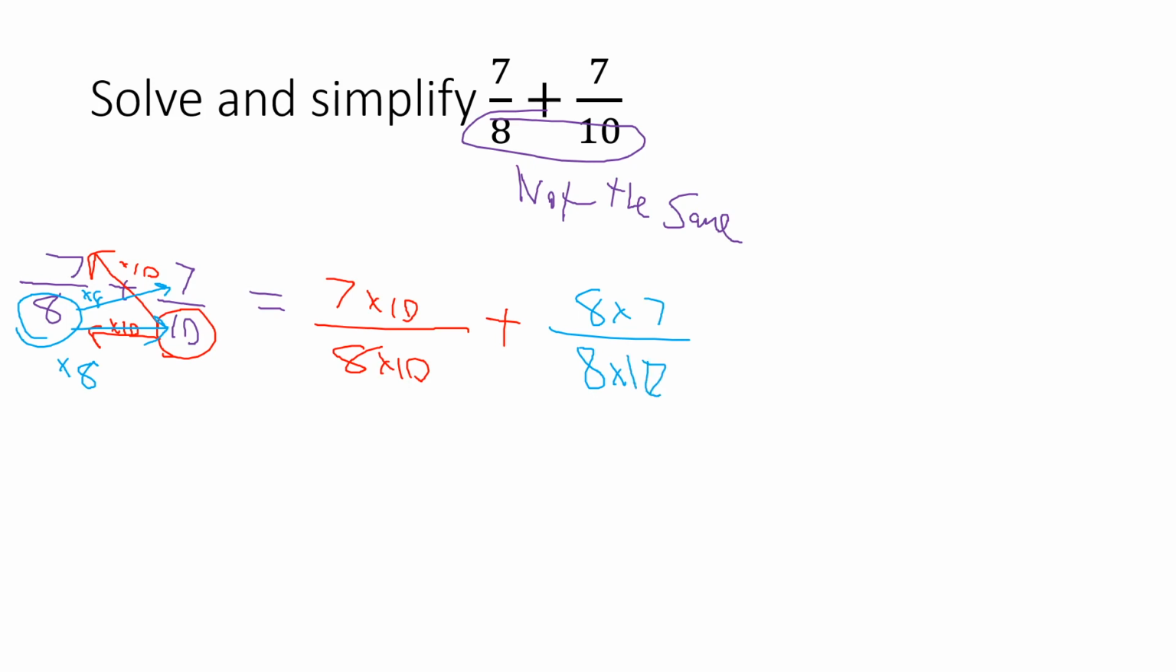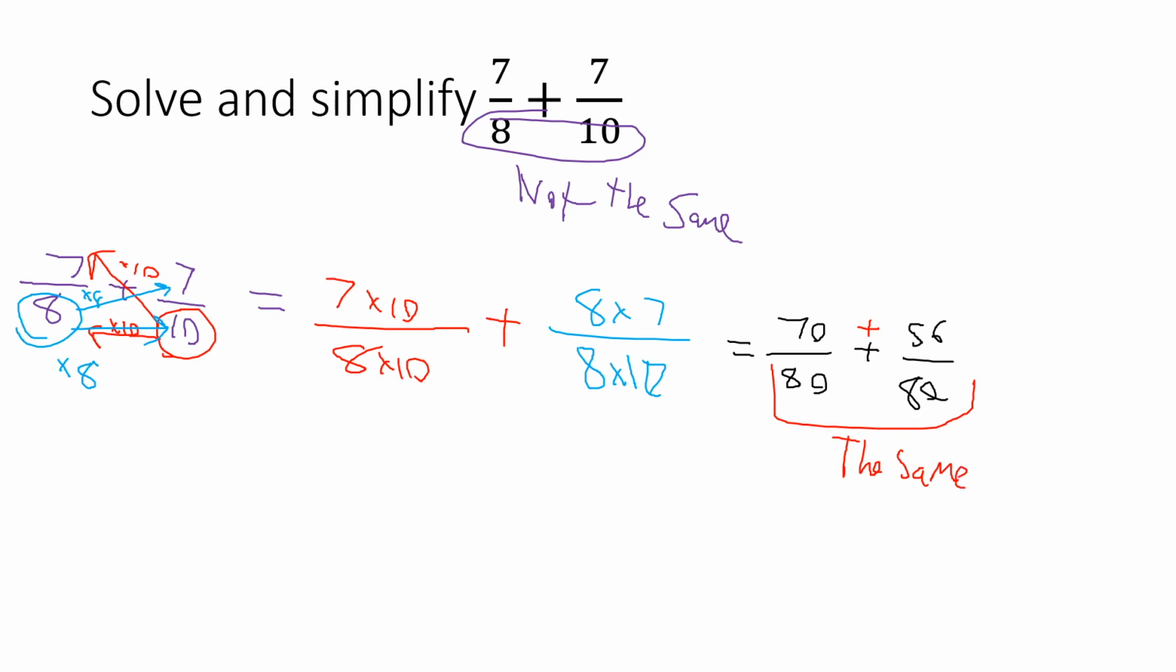And now we can simplify each of these. So what's 7 times 10? 7 times 10 is 70. 8 times 10 is 80. 7 times 8 is 56. 8 times 10 is 80. And so now we can add the top. Because the bottom is the same, that is the important part. Guys, that is the key detail when we're adding fractions. The bottom has to be the same.